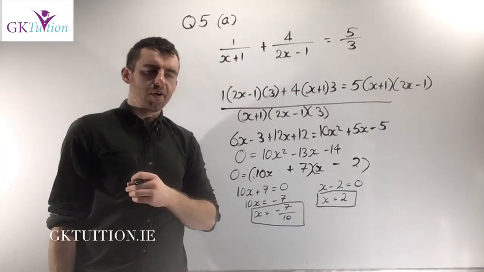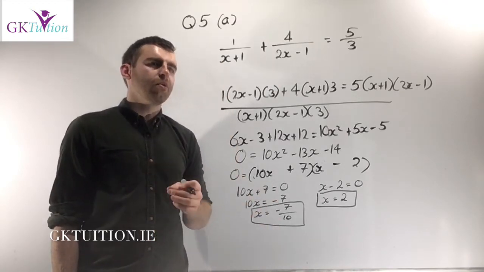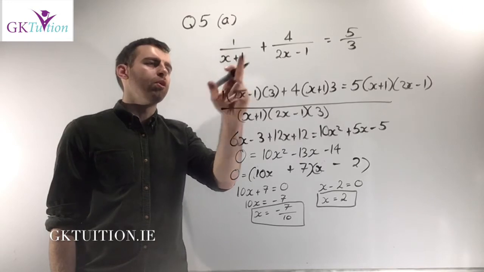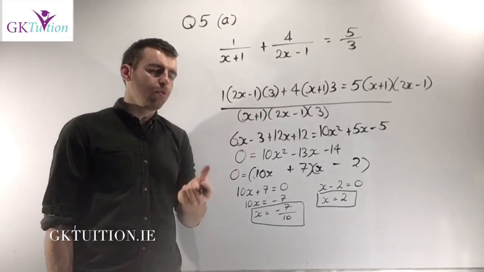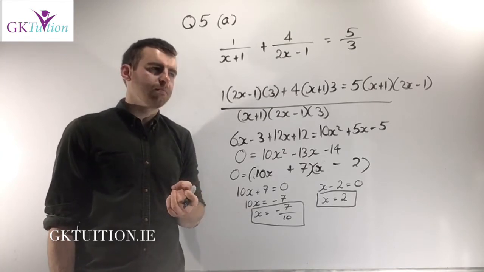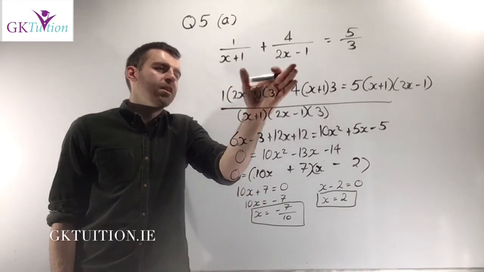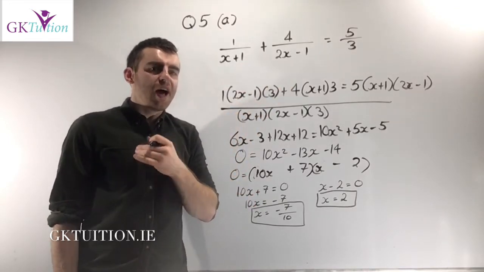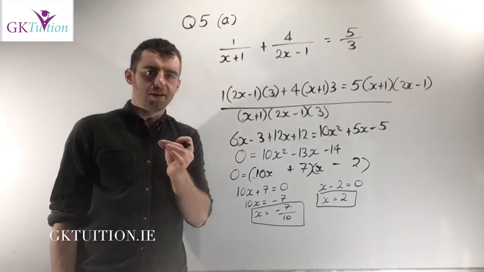Okay, so question 5 here, again, it's just a mix of different things you could get in algebra. The first one here was 1 over x plus 1 plus 4 over 2x minus 1 equals 5 over 3. We've got one equation and one unknown, which means we can solve this to find the value of x. Now you have a few different options here. You could get a common denominator for the left-hand side, turn this into one fraction, and then multiply across and eliminate your fractions.